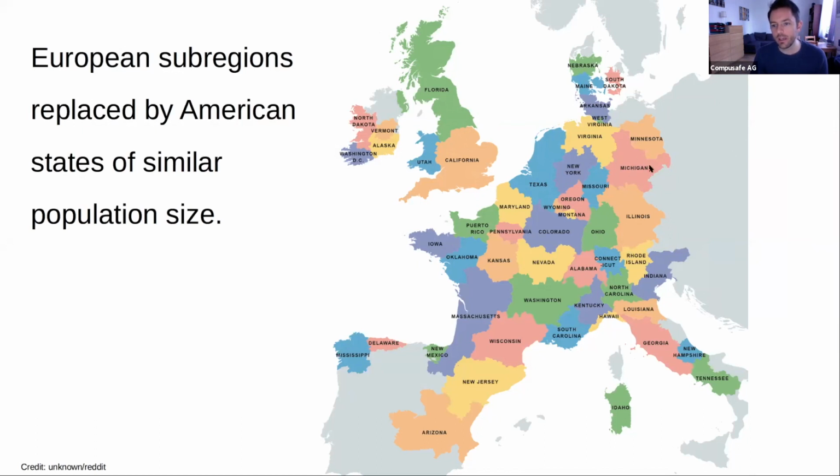Michigan has about the same population as Saxony and Saxony-Anhalt. Minnesota is about the same as Brandenburg and Berlin. Texas has roundabout the same population as the Netherlands, Belgium, and Luxembourg. Utah, my home state, is about the same size as Wales. California and Florida are about the same as the UK.